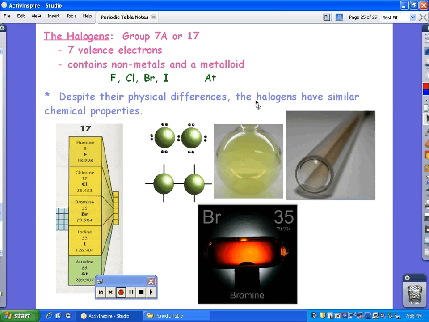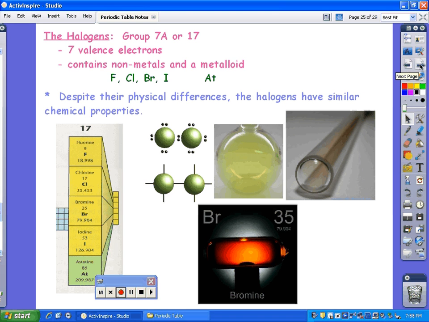Other things you're probably familiar with, again, chlorine. Iodine in its liquid form is not just this red liquidy stuff. Bromine actually is a red liquid. It's the only other liquid on the periodic table besides mercury.